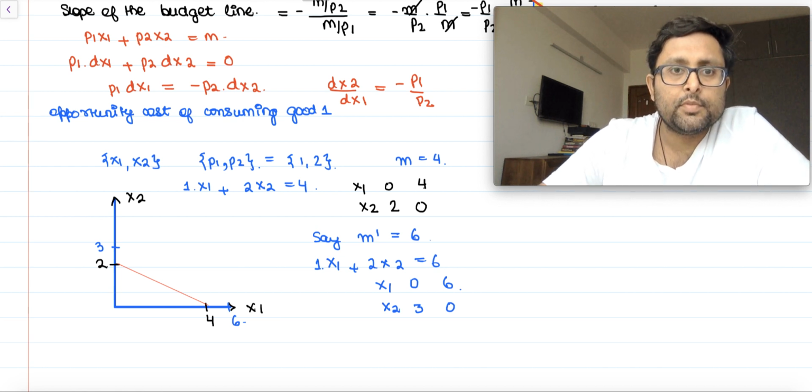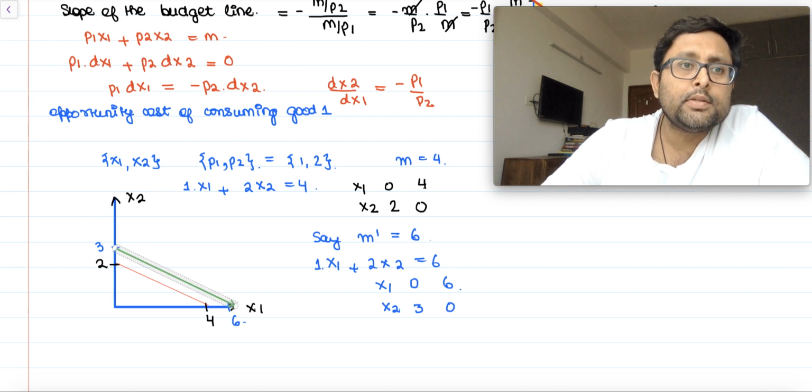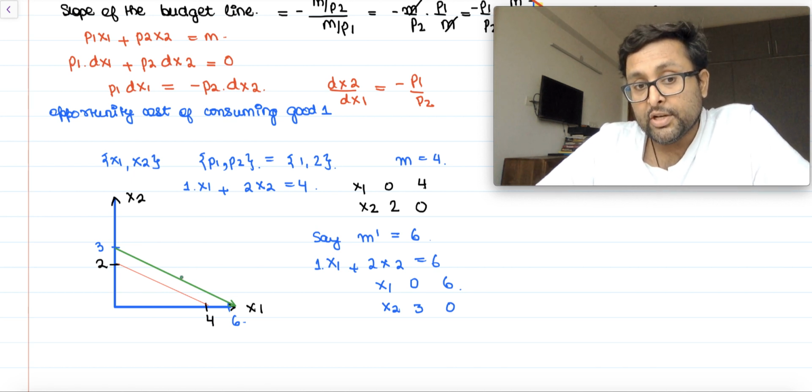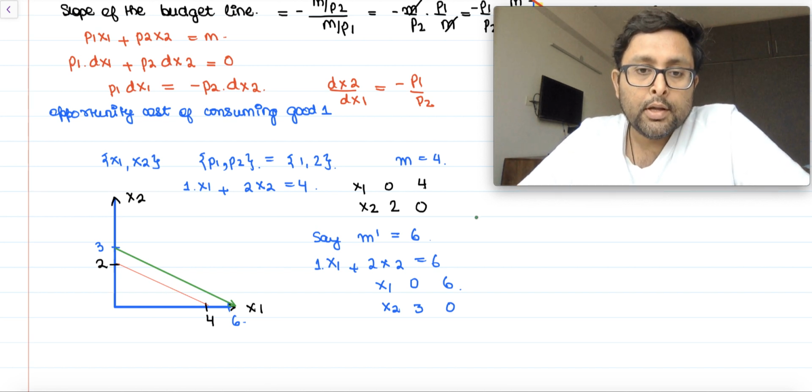And so what happens is, there is a parallel shift of the budget line out here if the income is increasing. So this green budget line is telling you that there is a parallel shift of the budget line out here.